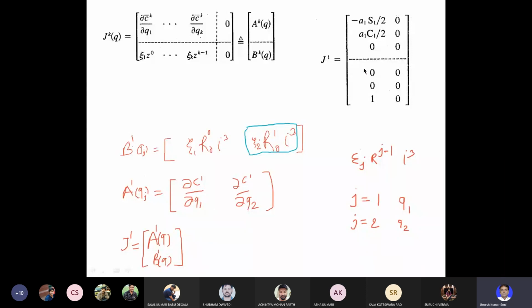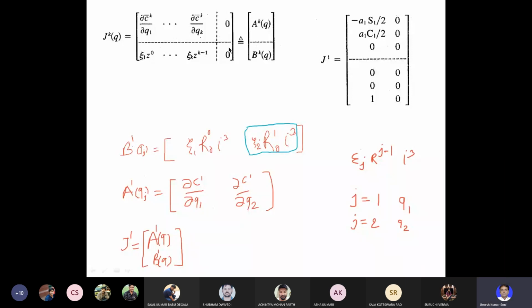So you calculate this B1 cube and B2 cube. B2Q is actually 0, 0, 1. But when we are considering the Jacobian for link 1, we will not keep this 0, 0, 1. We will keep all zeros only. Okay? Is this understood?